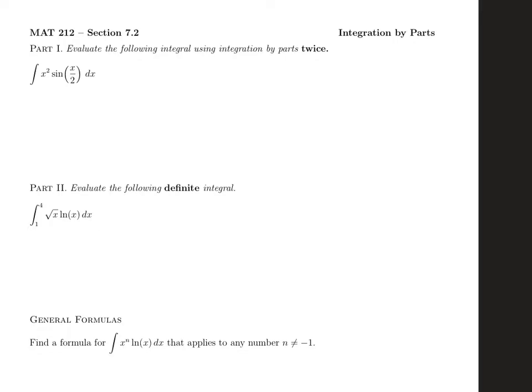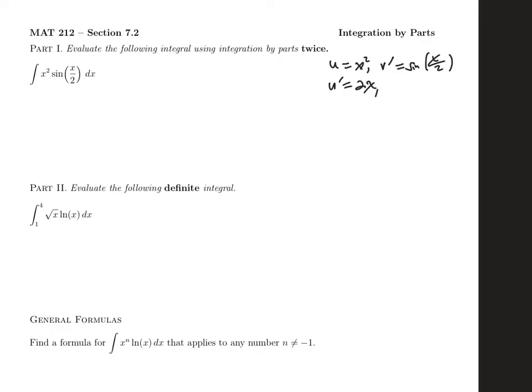In this case, the first problem here, we have an algebraic function x squared times a trig function. And so we know that a solid choice for our u and v prime in integration by parts is for the u to be the algebraic part. And if u is x squared, then u prime is 2x.